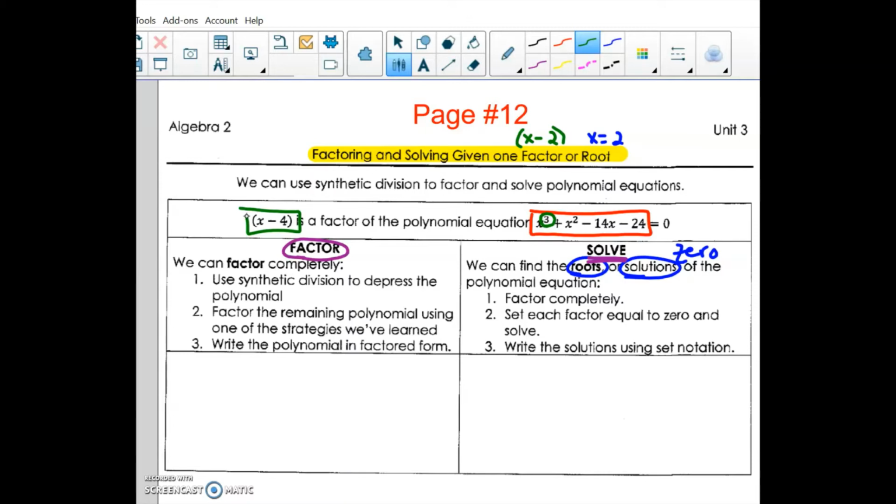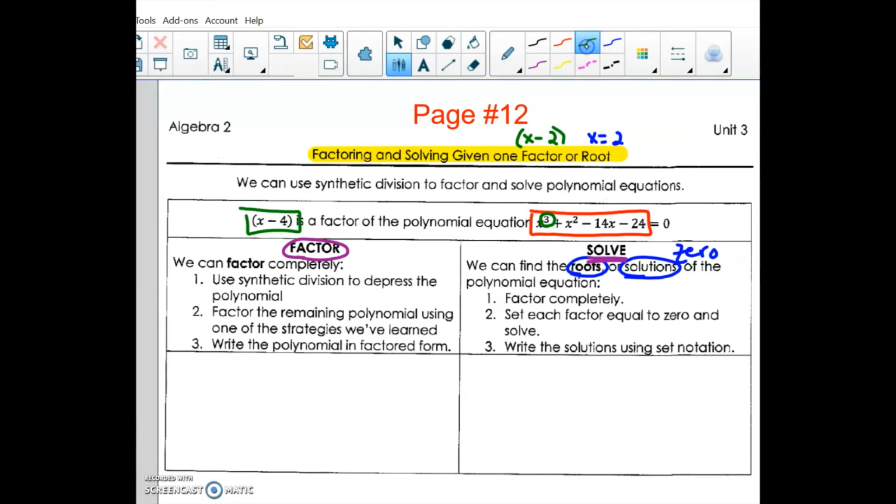We're going to use all of the strategies that we've been using: synthetic division, factoring, and solving. All of the stuff that we've learned from day 1 of Algebra 2 is going to end up in this lesson today.